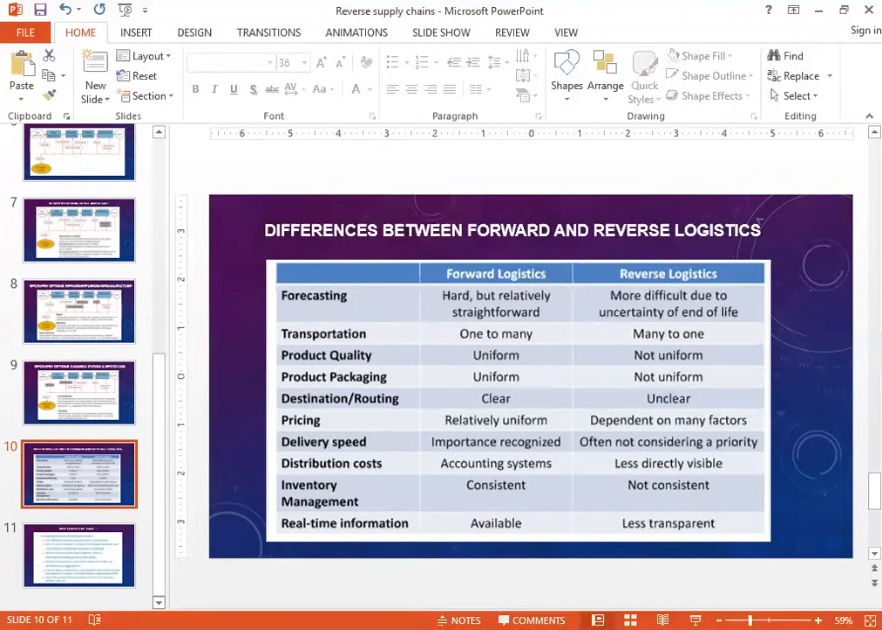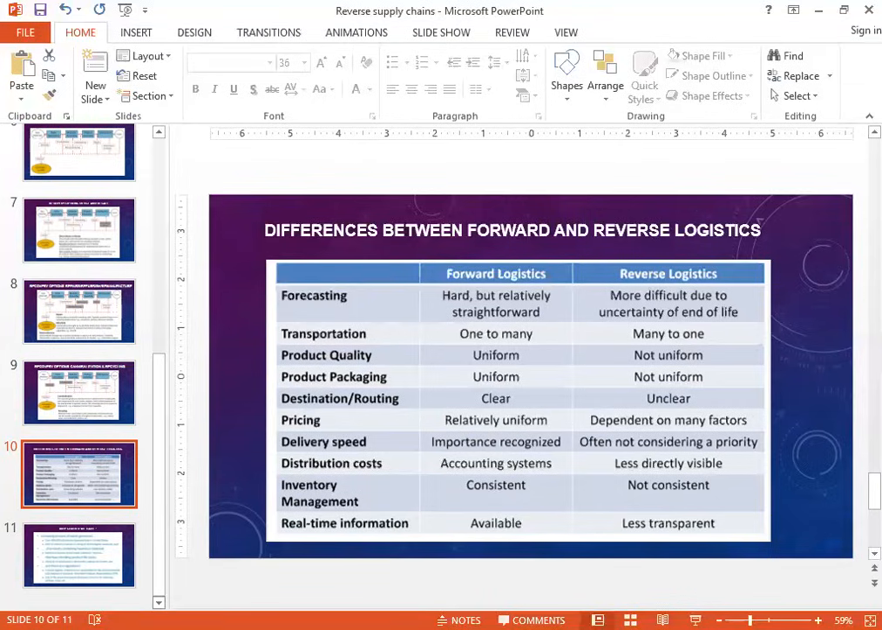The pricing, you really can't tell what the value of the good that's going to be coming back is going to be. For the good that's going out to the consumer, you can figure out the pricing and the value of the good easily. Delivery speed, when goods have to be sent to a consumer on forward logistics, it's very important. You want to make sure that the goods are sent as soon as possible to the consumer. But consumers really take their time when they're returning goods. It's not really considered a big priority for the consumer.